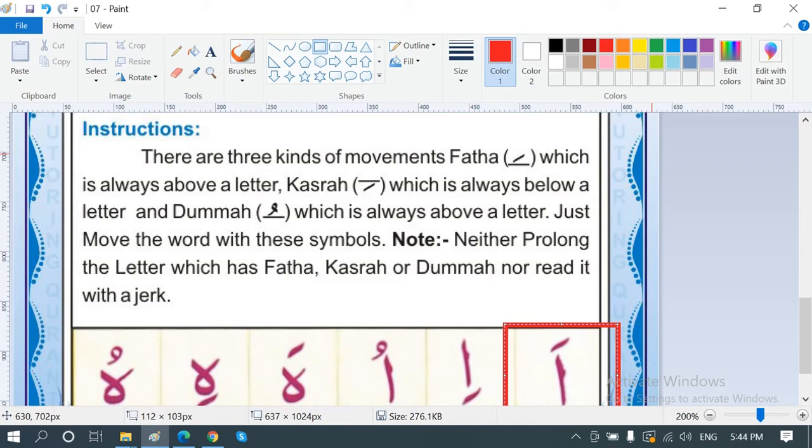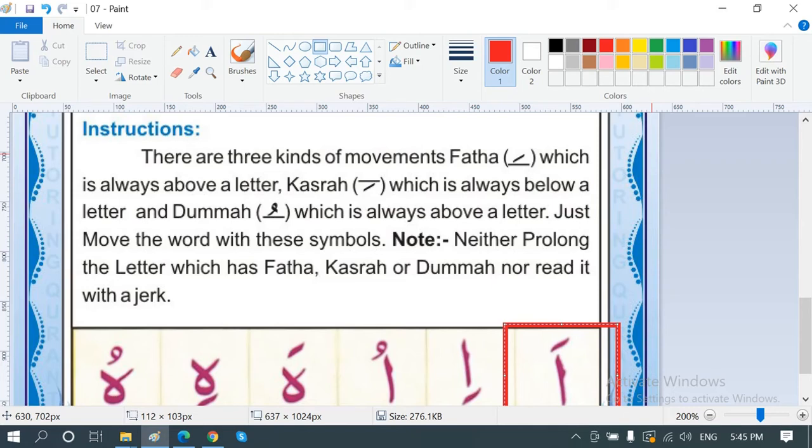In Arabic, we have three main vowels: Fatha, Kasra, Dhamma. Repeat after me. Fatha, Kasra, Dhamma. A haraka, or vowel, is a short movement. As you learned, letters have their sound. Like seen, so seen has its own actual sound. Sa, sa, sa, that sound.